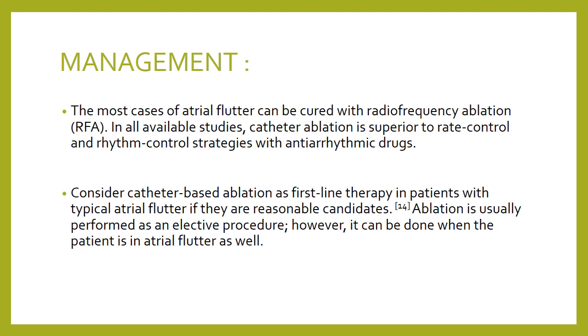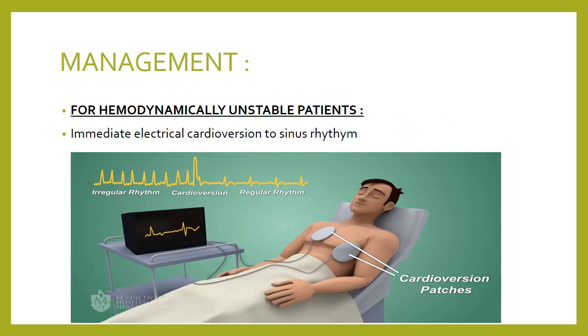We should consider catheter-based ablation as first line therapy in patients with typical atrial flutter if they are reasonable candidates. However, anticoagulation may be required if the patient has atrial fibrillation as well because of the formation of thrombus and embolus. Ablation is usually performed as an elective procedure, however it can be done when the patient is in atrial flutter as well. For a hemodynamically unstable patient, whether it is atrial fibrillation or atrial flutter, we have to perform immediate electrical cardioversion to sinus rhythm.